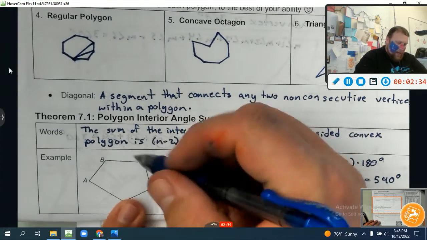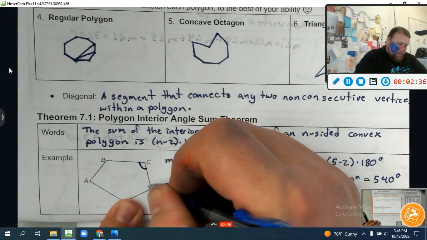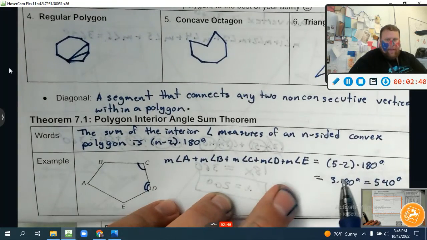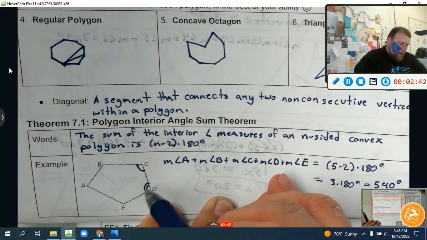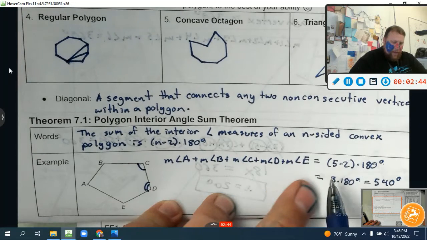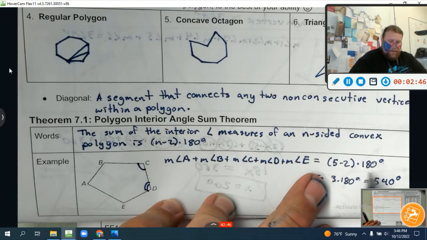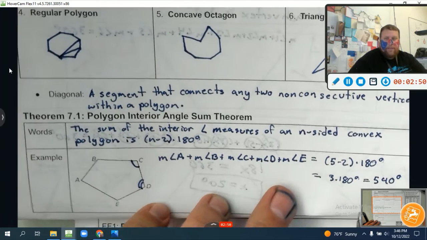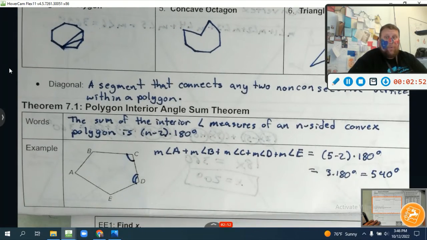So in other words, add up every one of these angles, right? Every one of these angles all around, and they will equal, count the sides, 1, 2, 3, 4, 5. 5 minus 2 times 180. So 3 times 180, or 540 degrees. It just is. It works every time.